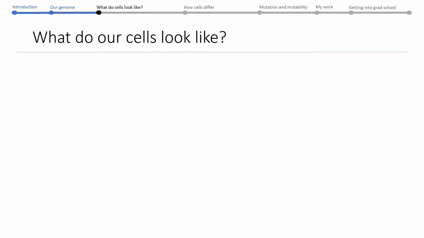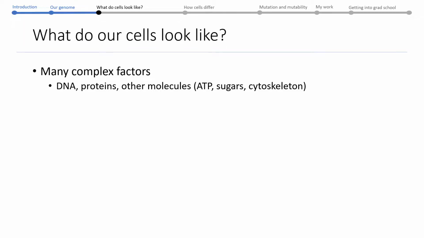What do our cells look like? In 206 and 207, we're introduced to many complex factors such as DNA, proteins, other molecules, and some very complex molecular pathways. But what's interesting is how do these pathways and molecules interact? Are they occurring all at the same time? Where are they occurring in the cell? Kind of giving us a picture of what the cell looks like.